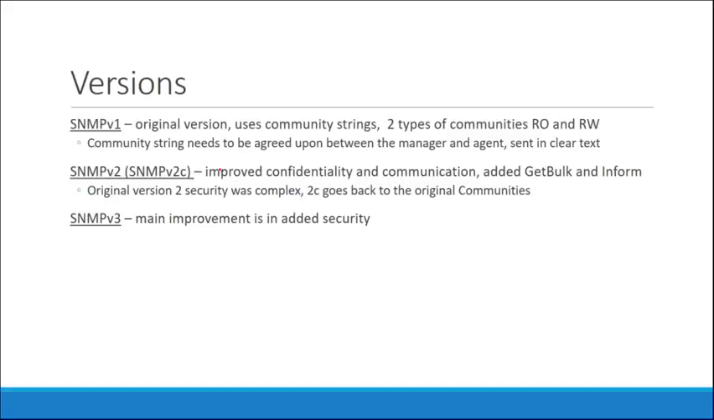So in a sense, when we say we don't have any security, even though the community string is not good security because it's sent in clear text, it is like a password between the two. So the manager has to have the same password or community string as the agent has set. SNMP version 2, or really what we've standardized on, is SNMP version 2C. So when we refer to version 2, we're really referring to version 2C.